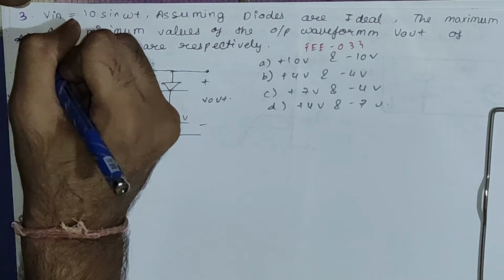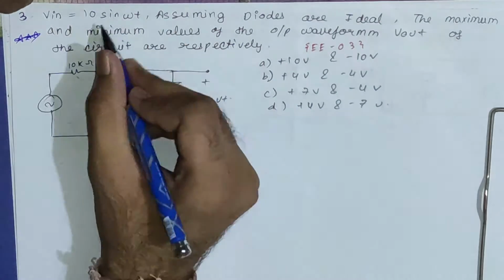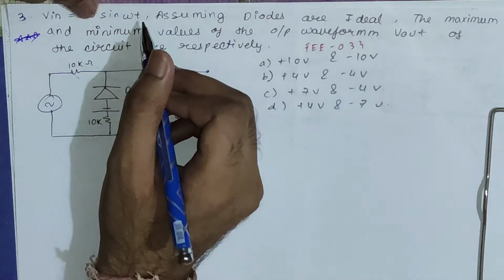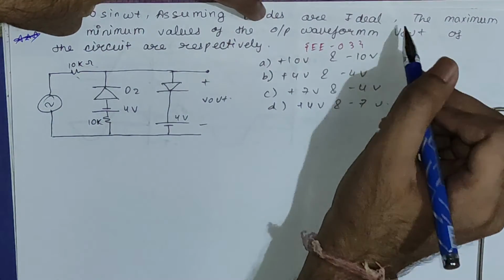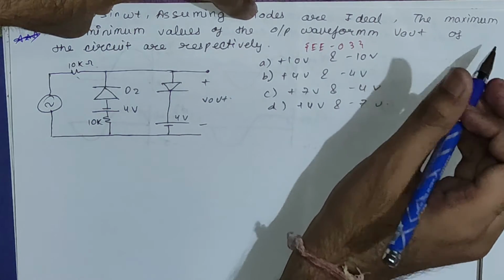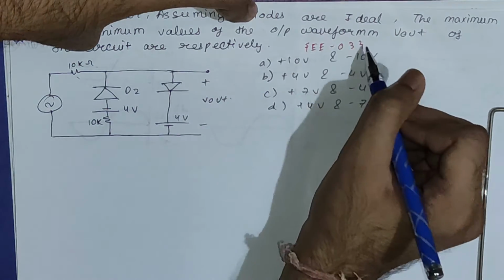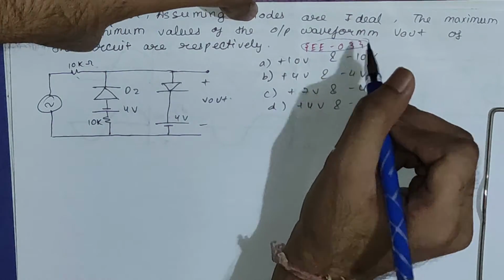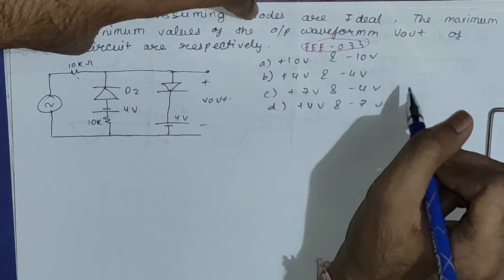Now this is a 3-star sum, a level up sum. The sum is Vin equals 10 sine omega t. Assuming diodes are ideal, the maximum and minimum values of the output waveform Vout of the circuit are respectively, and the sum is from EE 2003. The circuit is this and the options are given below.